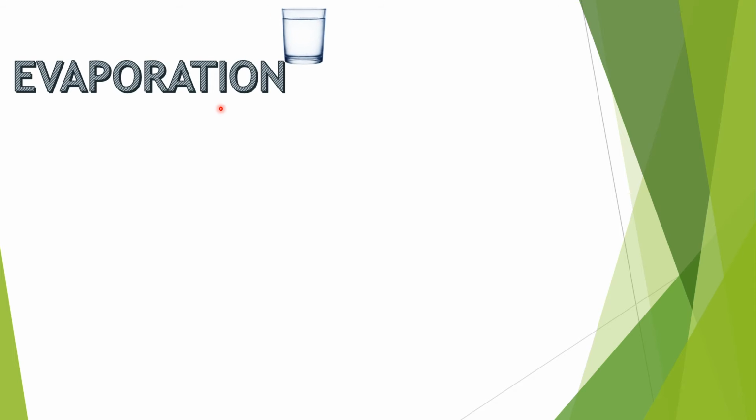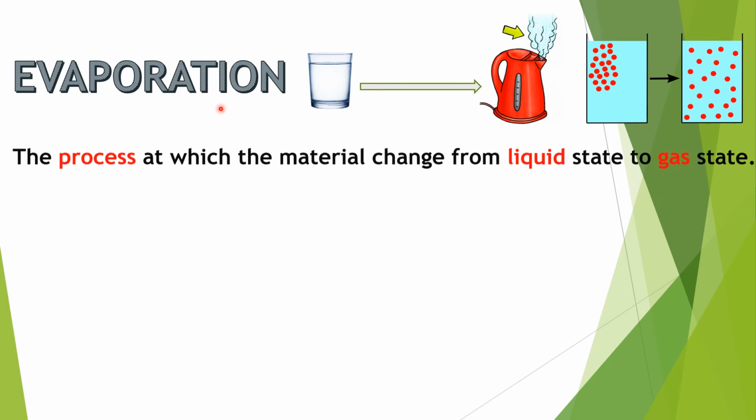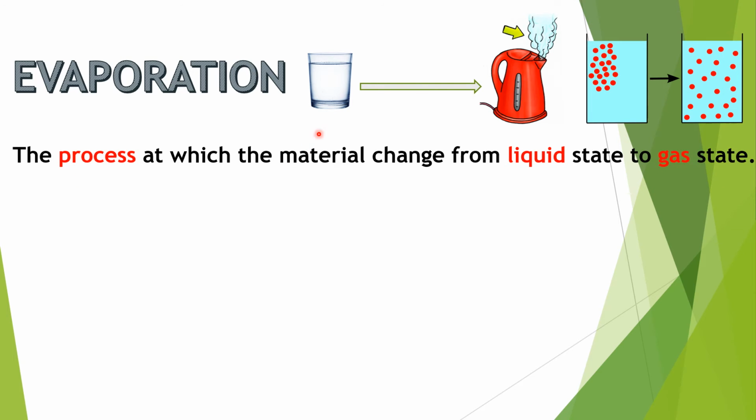Evaporation. It is the process at which the material changes from the liquid state to the gas state. In the liquid state there is a small distance between particles, but when it changes to the gas state, there is a large distance between particles.